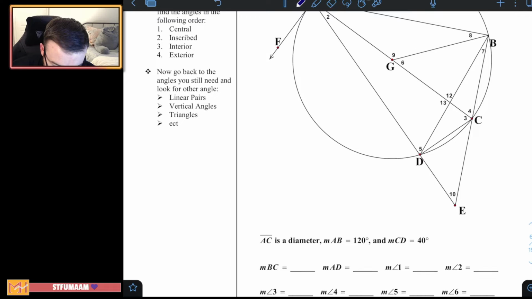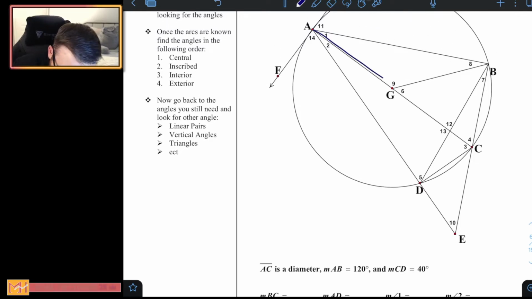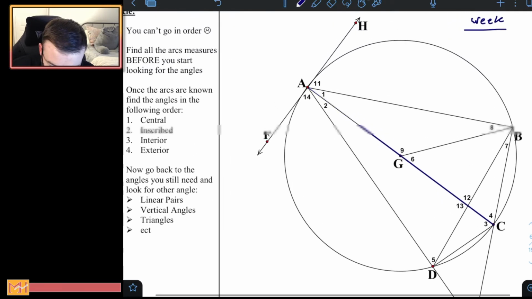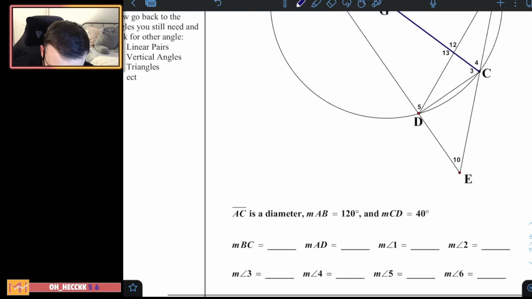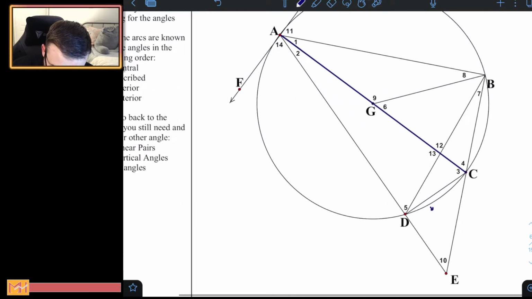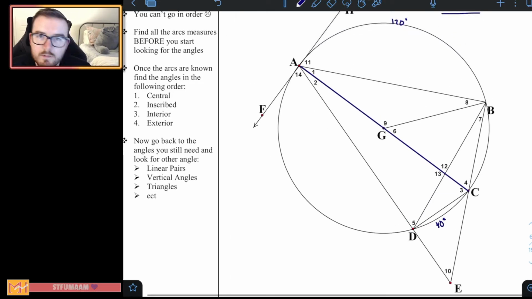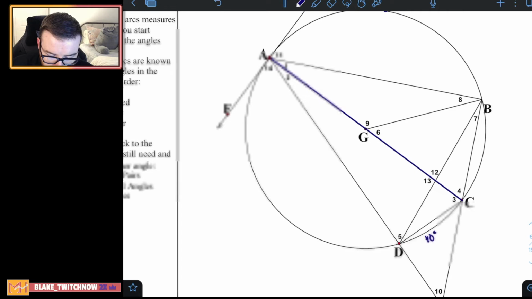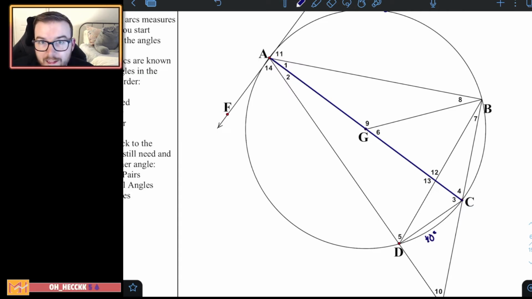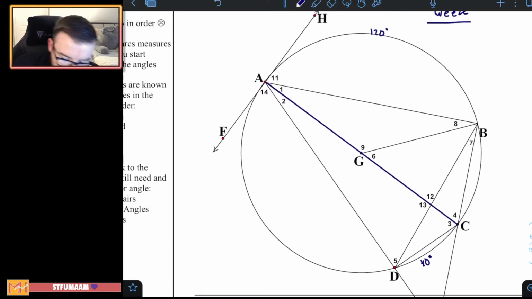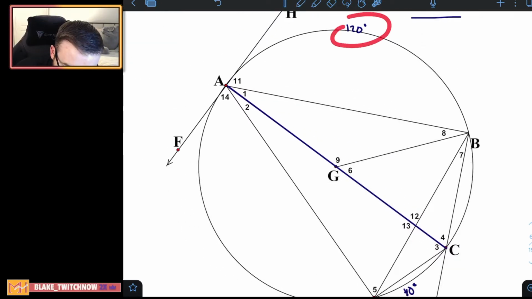So let's start with the given information. AC is a diameter. I'm just going to go ahead and bold that so we don't forget that. AC is a diameter. AB is 120 degrees. And CD is 40 degrees. Something I've tried to mention the last two class periods is that you don't really want to solve a problem in order. You just want to solve a problem for what's easiest. What's easiest to me is central angles, inscribed angles. And what's also relatively easy to me is the arcs, making 360 for a total circle. So with that in mind, let's address the arcs because they told us some arc measurements.